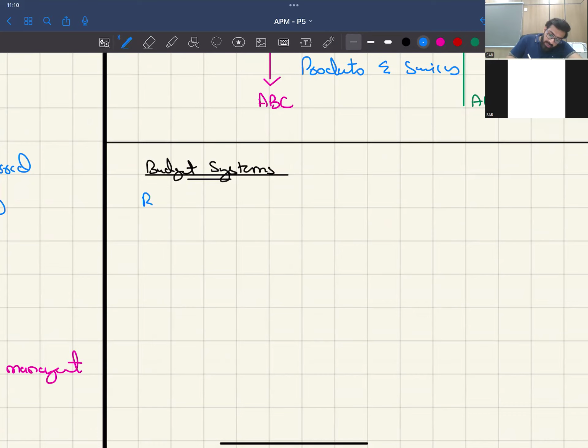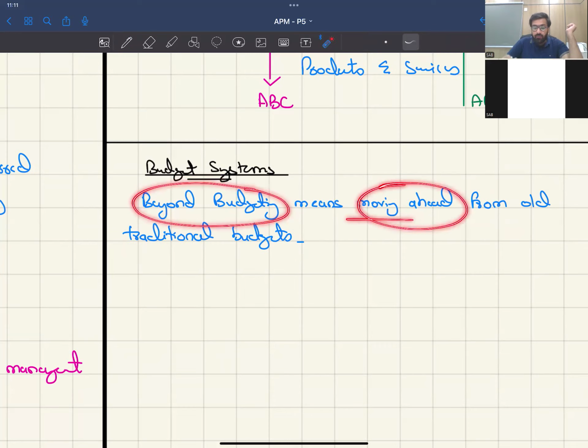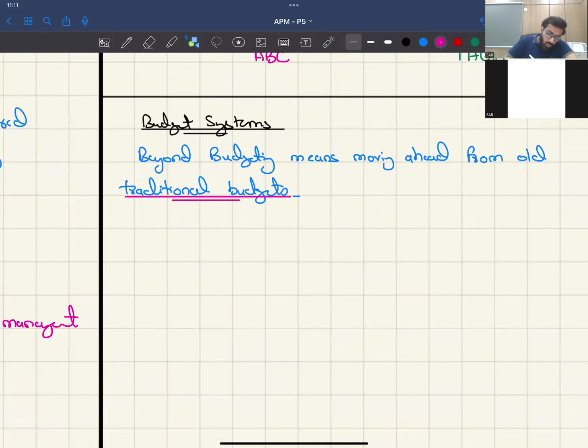Now, beyond budgeting, what does it mean? Beyond budgeting means moving ahead or away from old traditional budgets, right? You cannot rely on old traditional budgets, because people think that old traditional budgets are time consuming. They are very time consuming in making.